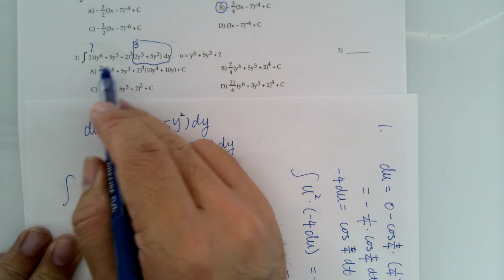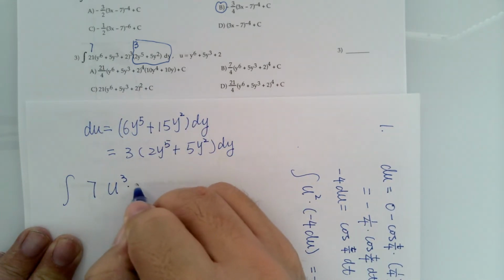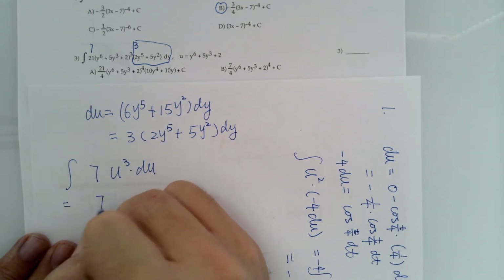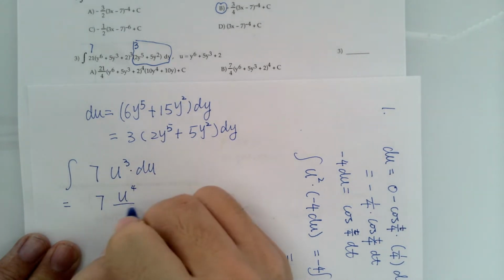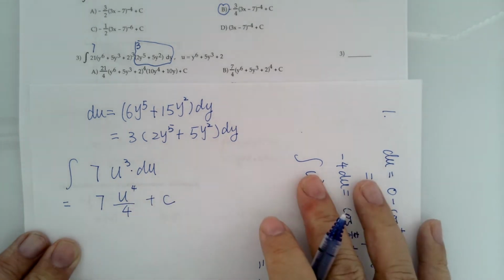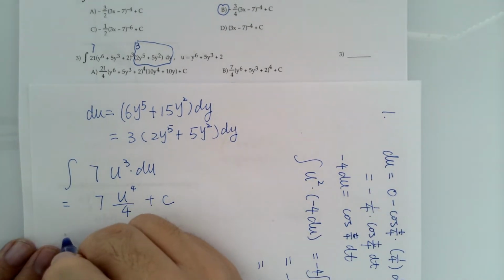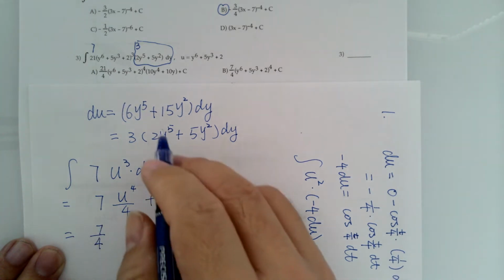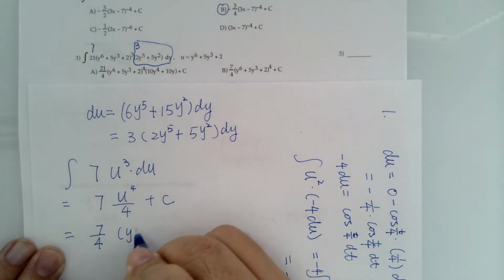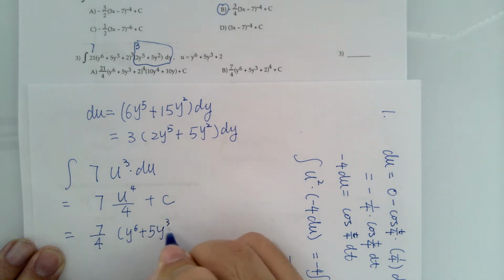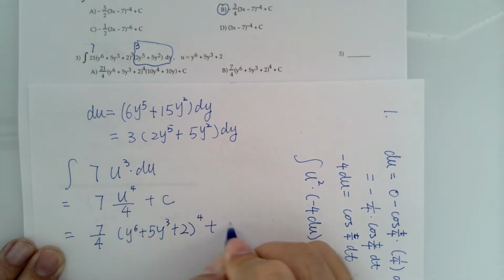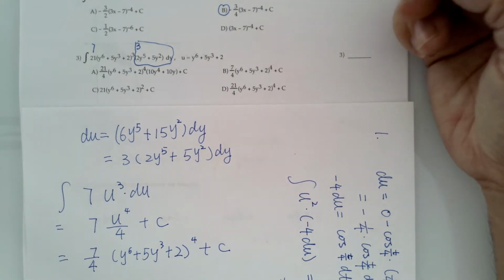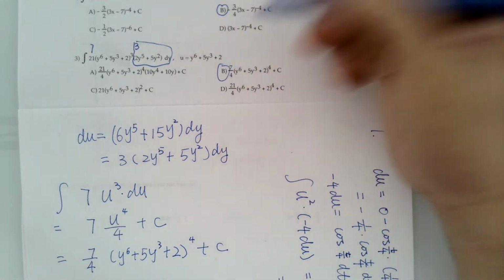So I have 7u cubed times du, right? This is a very simple one, so it's going to be 7u to the fourth over 4 plus a constant c. So you can see the answer is 7 over 4 (y^6 plus 5y cubed plus 2) to the power 4 plus constant c. If you look at what we have, the answer is B.